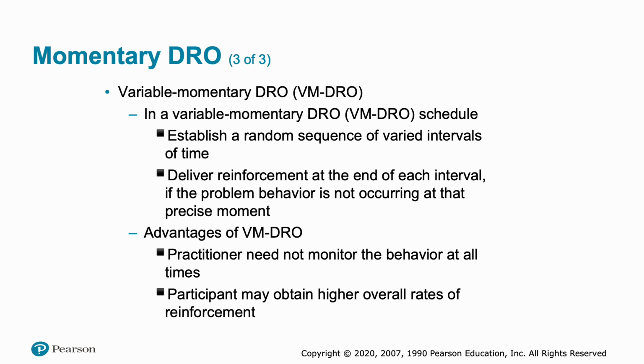The advantages of using a variable momentary DRO are that the practitioner does not need to monitor the behavior at all times. Basically, you can be engaging in different tasks, and then, kind of when you remember, you look up and you see: is the client engaging in the behavior or are they not engaging in the behavior? And then also the participant may obtain higher overall rates of reinforcement because you're just catching them in that specific moment and delivering reinforcement if they're not engaging in the behavior.